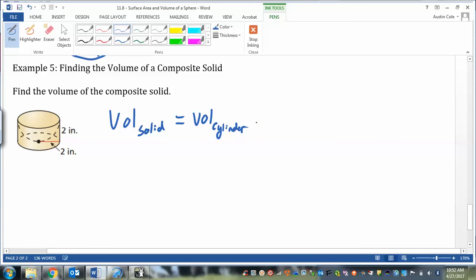Cylinder. Okay, and then since we're hollowing that, we're taking volume away, right? So it's going to be minus. And then what's that other shape we were just talking about? Hemisphere, right? So minus the volume of the hemisphere. Okay, hemisphere is just half a sphere. That'll come in handy in a little bit.